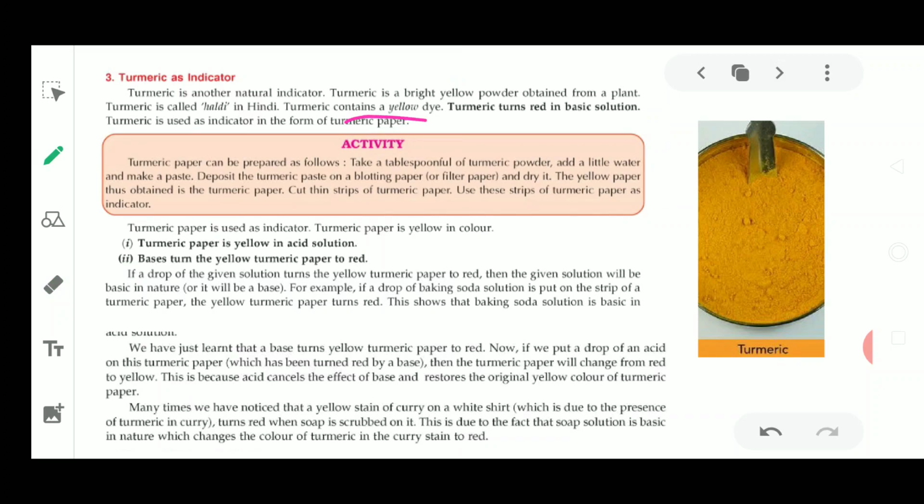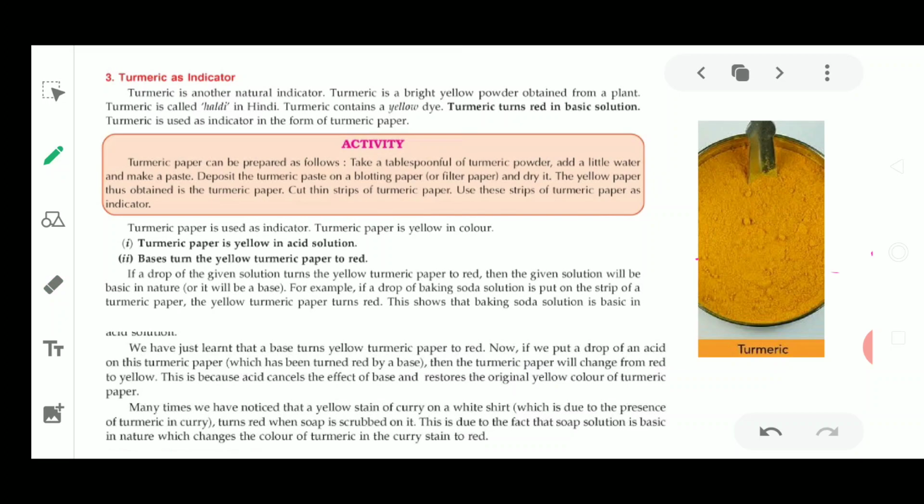This turmeric turns red in basic solution. It is going to turn red when you are adding base to it. As you have seen, when sometimes your cloth gets stained with turmeric and you put this cloth into the washing powder, what happens? It turns into a red colored spot. So that is indicating that it turns red in basic substances. So this turmeric is used as an indicator in the form of turmeric paper.